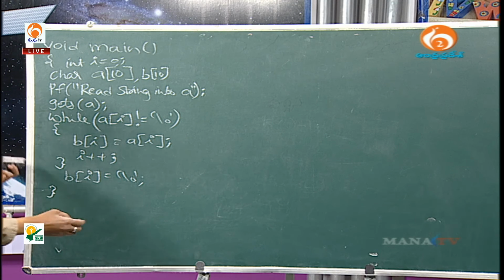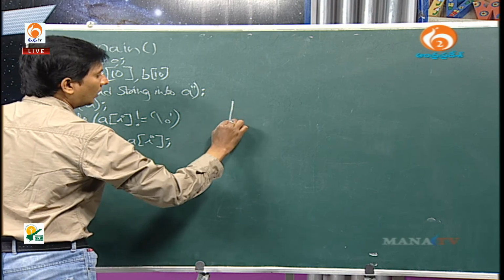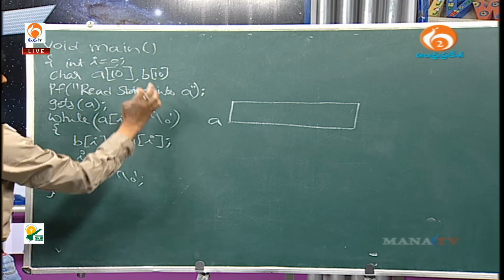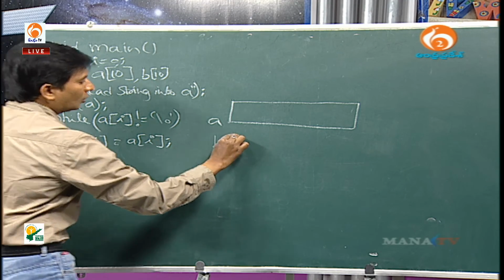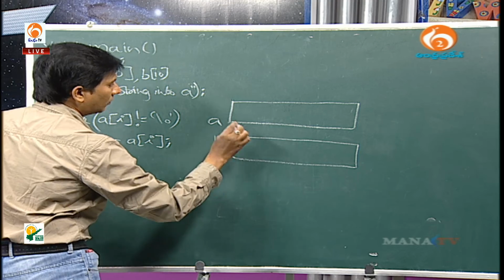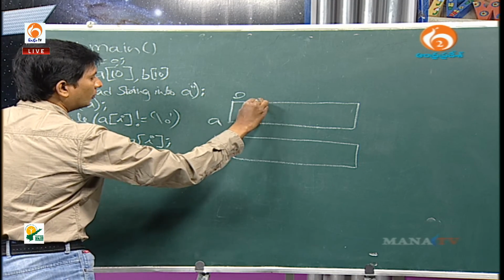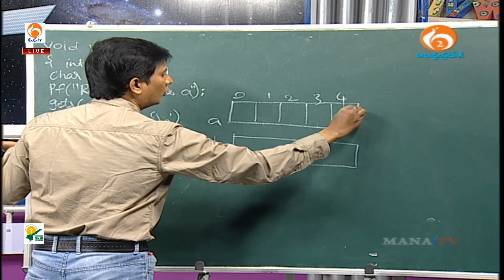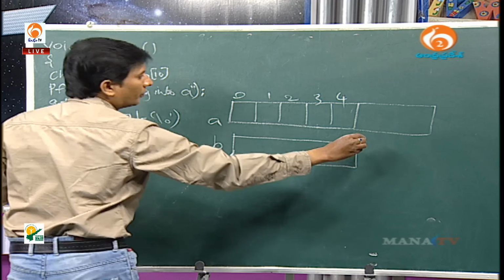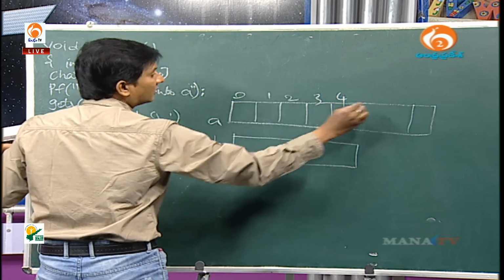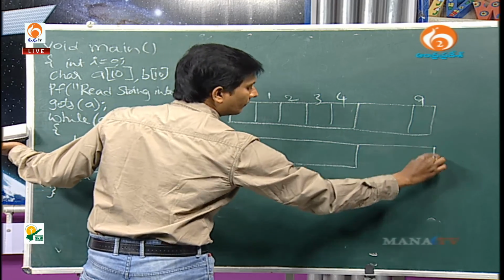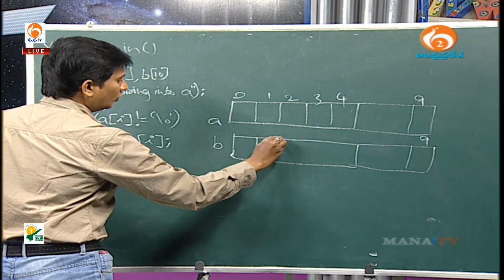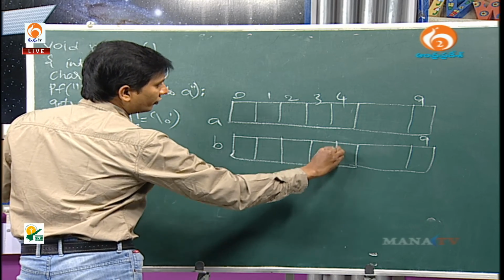We need two arrays, one that is A, second one is B array. Two arrays are created, okay, of size 10: 0, 1, 2, 3, 4, up to 10 means at last it comes 9. Okay. Array 0, 1, 2, 3, 4.